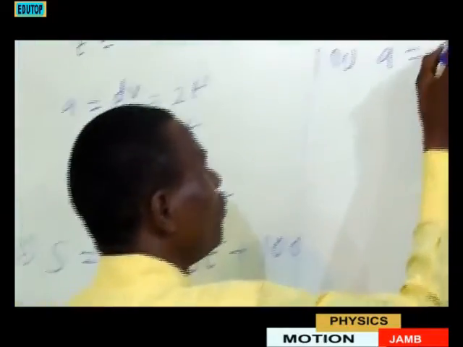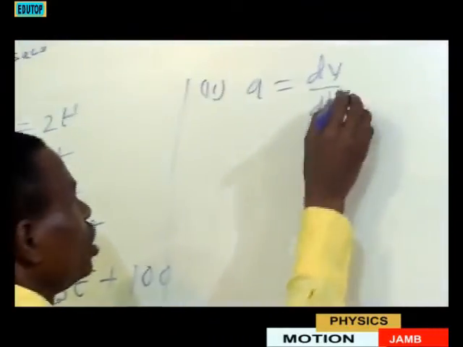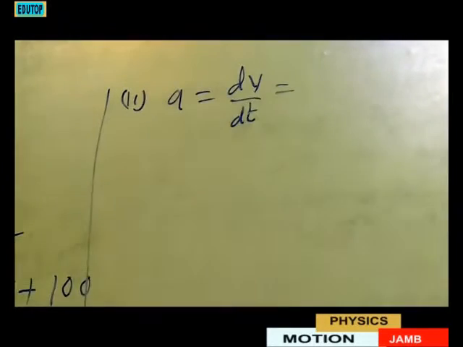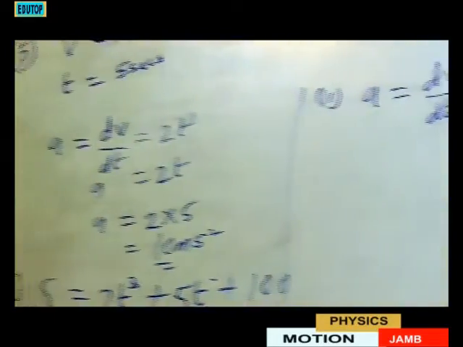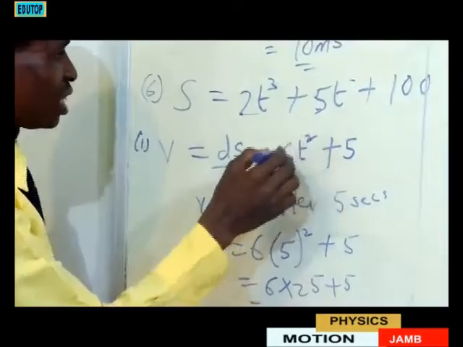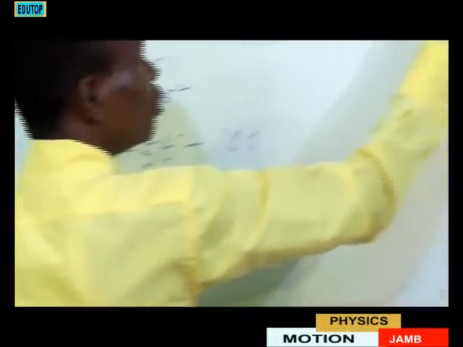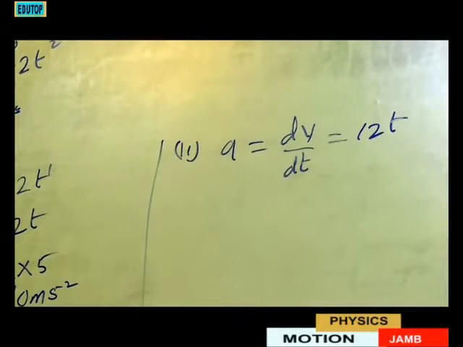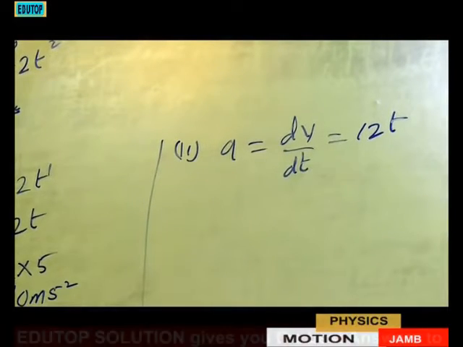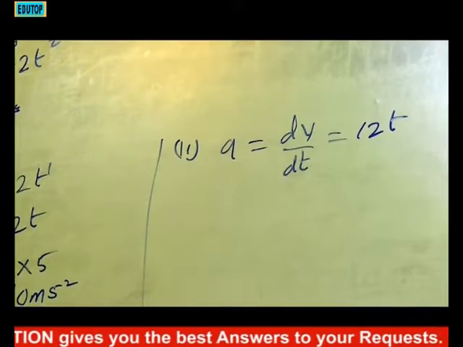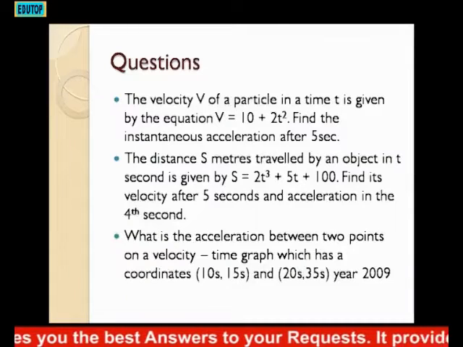Acceleration is dv/dt. And you remember what we are having here is 6t squared plus 5t. So we are going to differentiate this one the second time. Let's see. 2 times 6, 12t. This one will turn to what? 0. That's 12t.